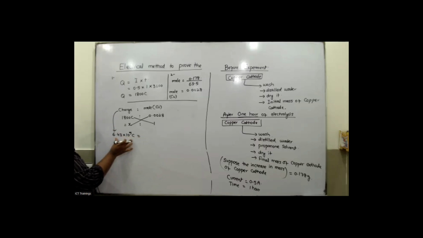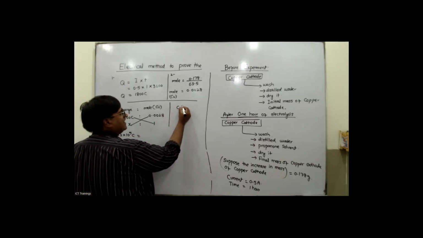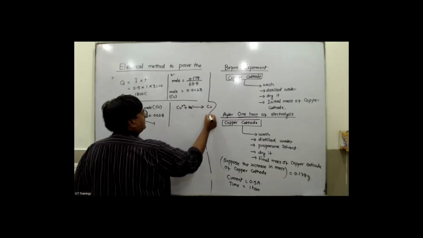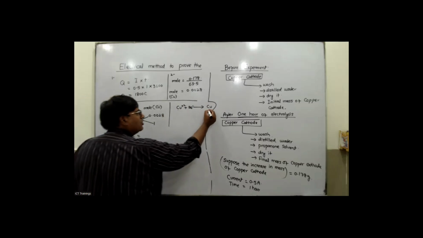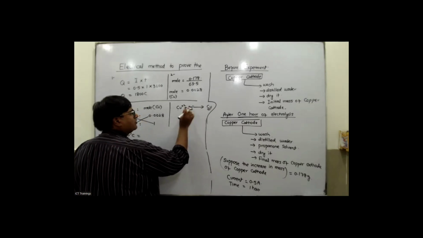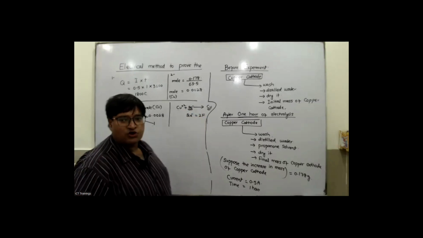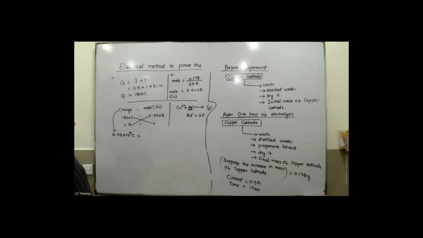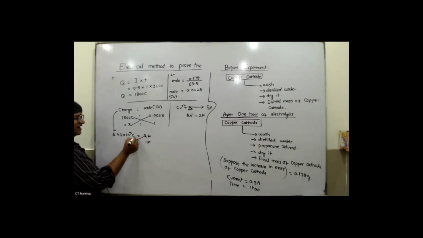Now this coulomb is equal to how much Faraday? I told you at the copper cathode this reaction occurs: Cu2+ plus 2 electrons forms Cu. So this reaction occurred at the cathode. I have written the equation, you can see your copies. Here 1 mole of copper has 2 moles of electrons. These 2 electrons are equal to 2 Faradays, because 1 mole of electrons is equal to 1 Faraday. So this coulomb charge is equal to 2 Faraday. If you want 1 Faraday, you divide it by 2.